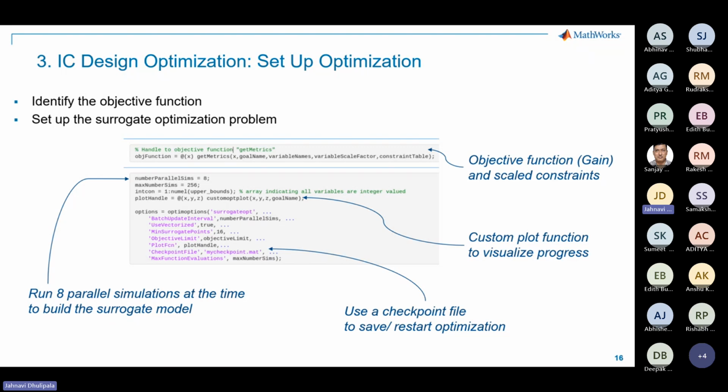That's our first step. In this case, we focus on the gain. So if you see here, we focus mainly on the gain values and we include the scaled constraints to establish our cost function. We utilize a helper function called getMetrics. So we are using this helper function getMetrics and we employ a function handle to pass this function to our optimization algorithm. This is the function which helps us get this information to the surrogate optimization method.